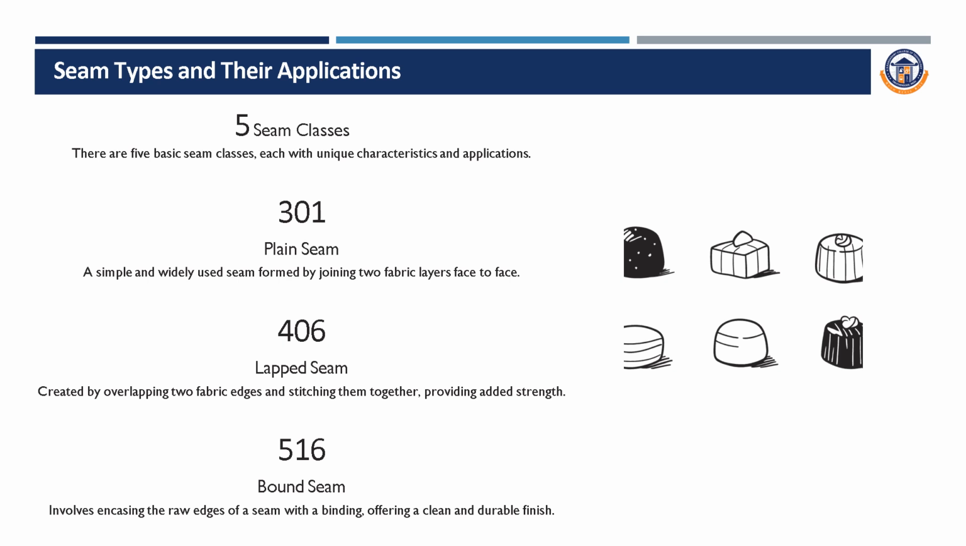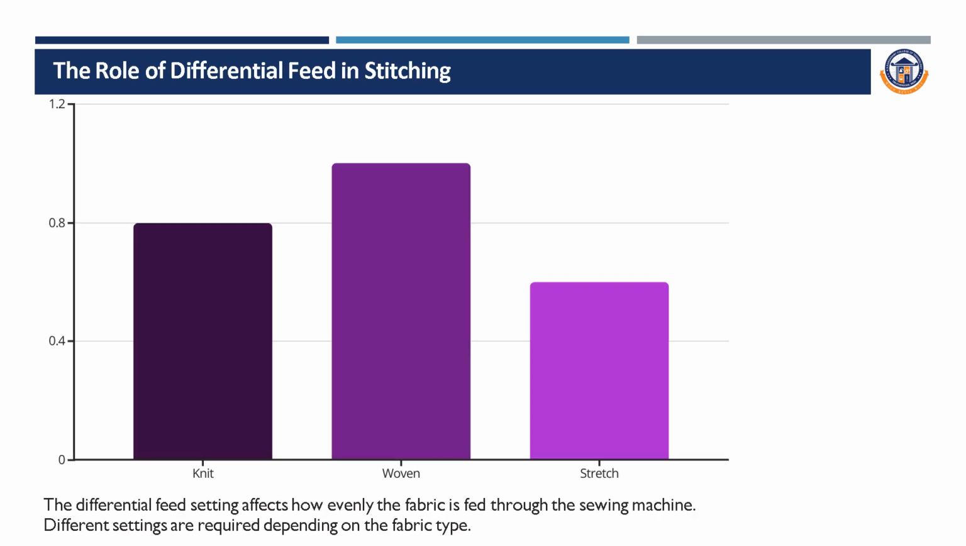And then the lapped seam, which comes under the class of 406, created by overlapping the fabric edges and stitching them together, providing added strength. 516 is a bound seam, which involves encasing the raw edge of the seam with the binding, offering a clean and durable finish.